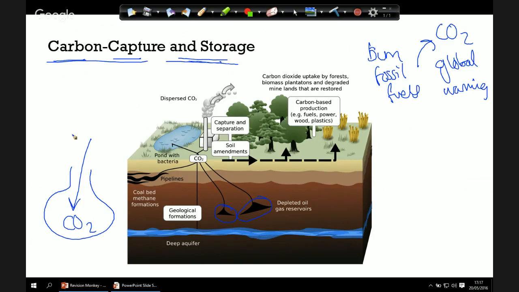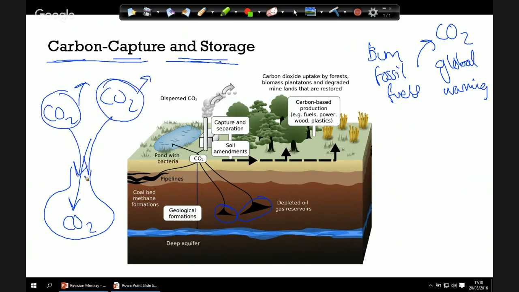So rather than releasing the carbon dioxide into the air, the idea is that they would capture that carbon dioxide and pump it and store it underground. Okay, probably for another generation to try and solve that problem with all the carbon dioxide. So this is an idea to reduce global warming, and it's called carbon capture and storage.